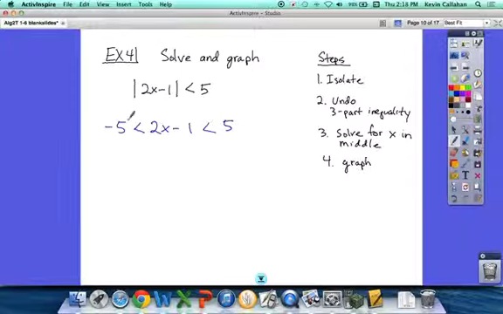Okay, now we're going to solve for x in the middle. Look at the middle. This 2x minus 1. What do you got to take away so that x is isolated in the middle? You got to get rid of the 2. You got to get rid of the -1. Which one are you going to do first? +1. Okay, but now because there's 3 parts, it's not an equation with 2 sides. It's got 3 parts. If I add 1 here, I have to add 1 here and 1 here. This is -4 is less than 2x is less than 6.